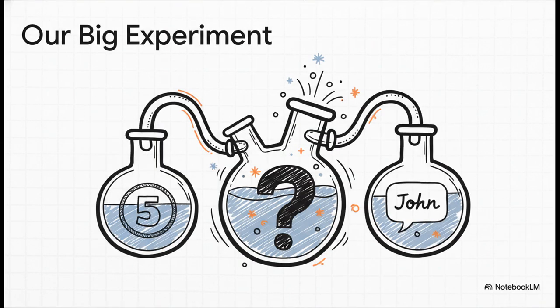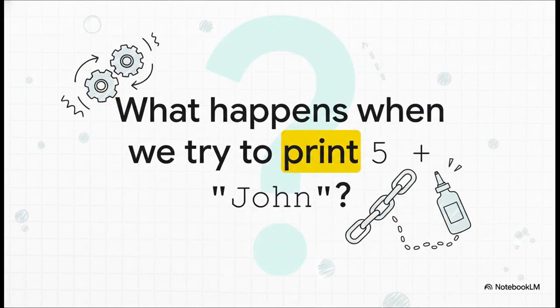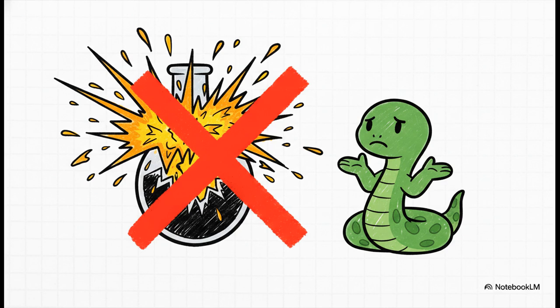Okay, so here's where it gets interesting. We know the plus sign glues text together, and we know it adds numbers. So what on earth happens if we try to mix them? Let's set up a little experiment. We've got a number, 5, and we've got a string, John. Let's try to add them together. So take a second. What do you think Python should do here? Should it try to do math? Should it try to glue them together? What's the logical move? And boom, it crashes.